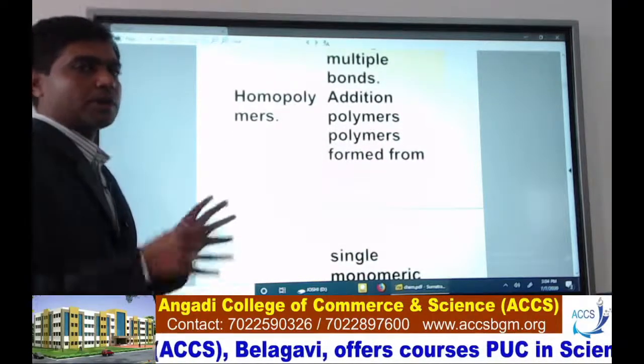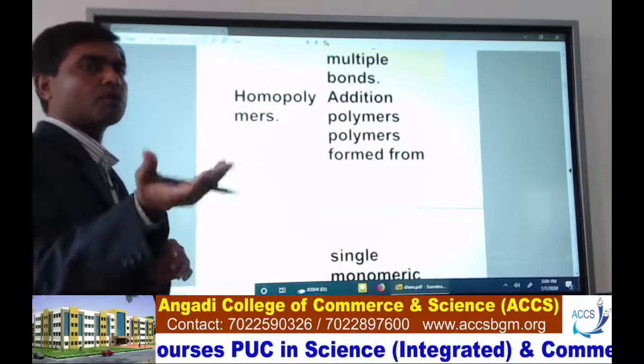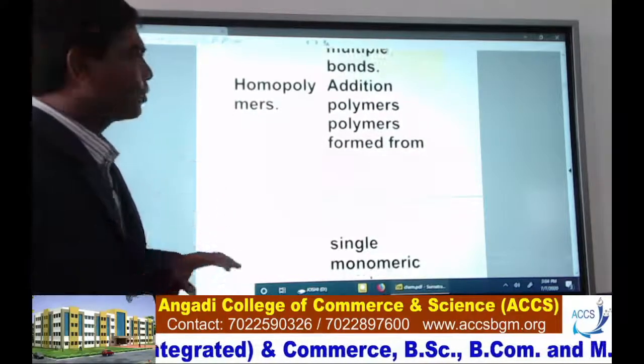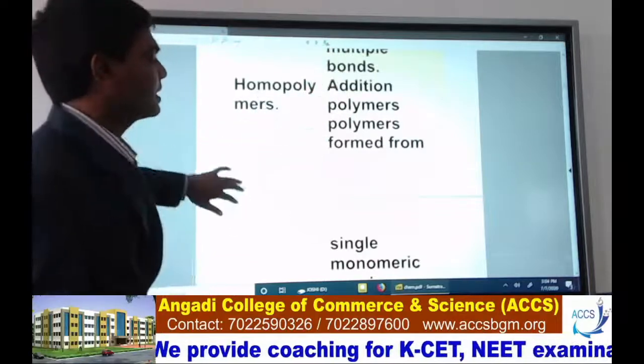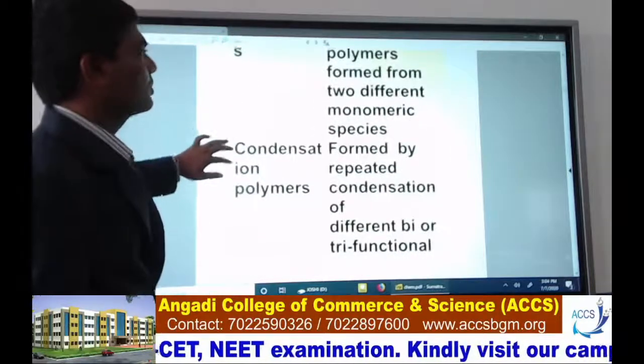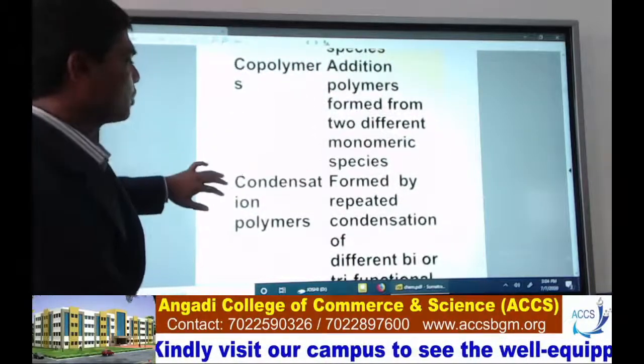Homopolymer means what? Having the same monomers. Heteropolymers means different monomers. So homopolymers is also called addition polymerization. Okay. Copolymer is also called a heteropolymer.